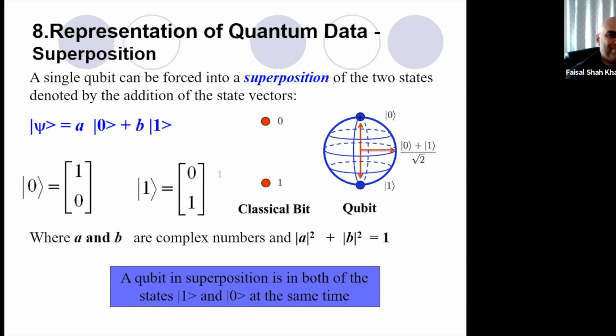Okay. So we have a question from Yahya, who says, "Is learning quantum going to help me as a data science student?"